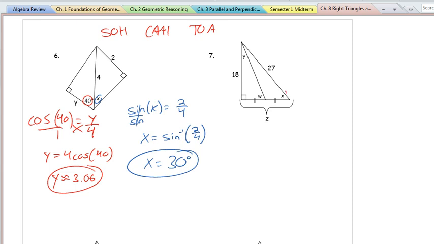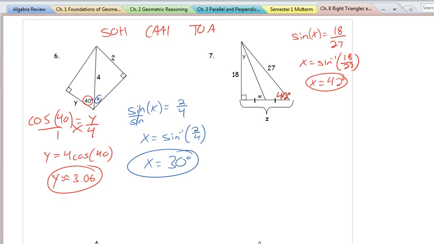So let's say that this is x. Okay, let's look at x first. We know that we have the opposite of x, which is 18. We have the hypotenuse to x, which is 27. So let's start there. Sine of x is equal to opposite over hypotenuse. Again, this ends up being the inverse sine of 18 over 27, which is equal to 42 degrees is what we'll call it. So there's x, so instead of it being x there, I'm going to go ahead and get rid of it and write that this is 42 degrees.